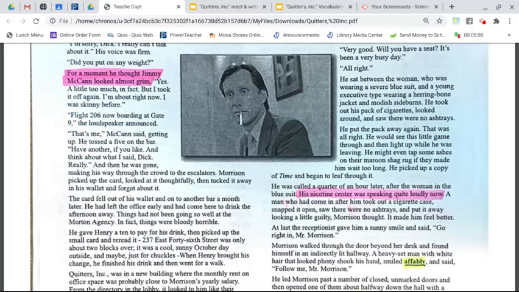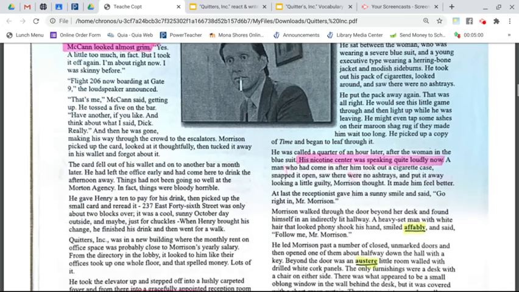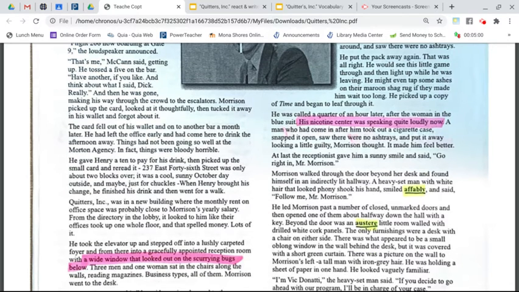The card fell out of his wallet and onto another bar a month later. He had left the office early and had come here to drink the afternoon away. Things had not been going so well at Morton Agency. In fact, things were bloody horrible. He gave Henry a 10 to pay for his drink, then picked up the small card and reread 237 East 46th Street. It was only about 2 blocks over. It was a cool, sunny October day outside, and maybe just for chuckles, when Henry brought his change, he finished his drink and then went for a walk.